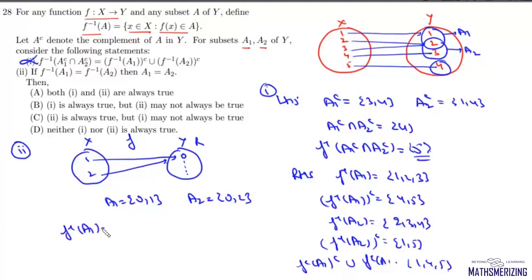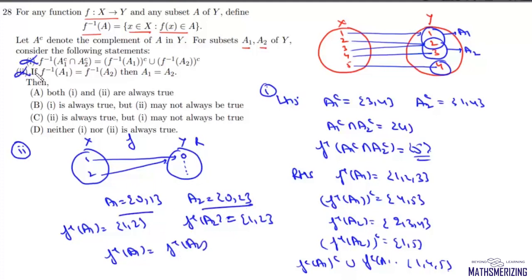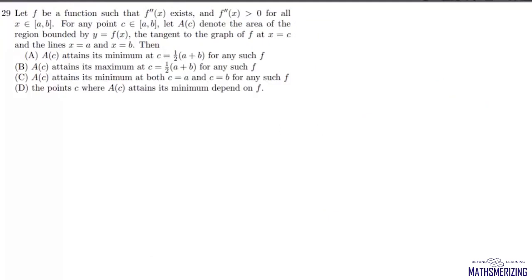Now F inverse A1: there is no image for 1, so for 0 we'll have the preimage 1, 2. And for F inverse A2 also, there is no image for 2, and for 0 we'll have 1 and 2. So in this case F inverse A1 is equal to F inverse A2, but A1 is not equal to A2. So the second one also is not necessarily always true. So the answer is neither 1 nor 2 is always true. That's your option D.